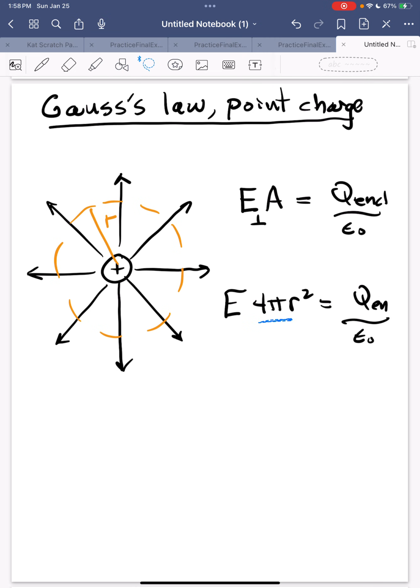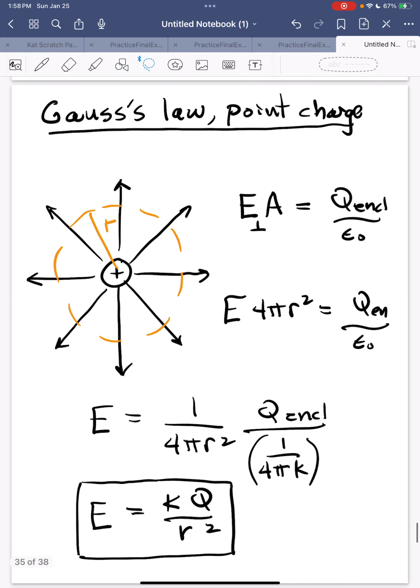There's the area of the Gaussian surface that I put around it, a sphere. And now I've got this. Now I want to solve for E. So let's do that in the next slide. In the next slide, we do this.